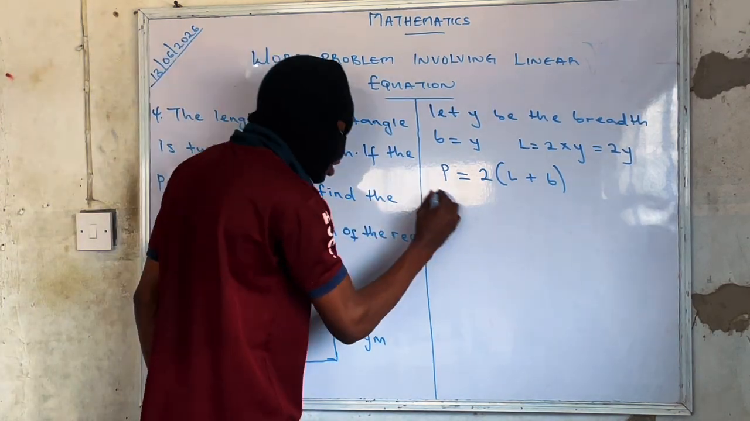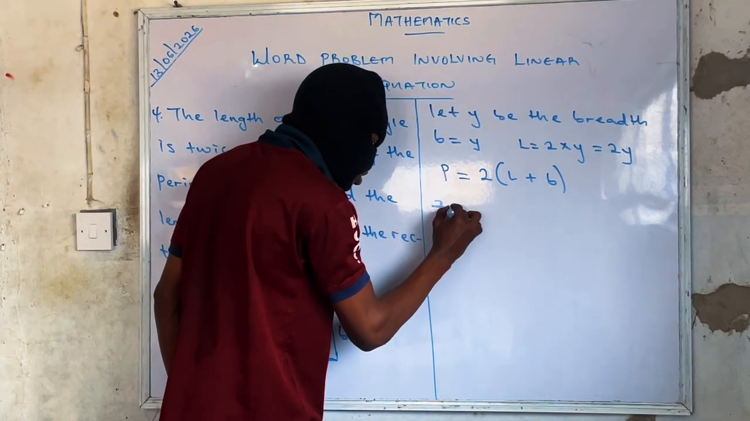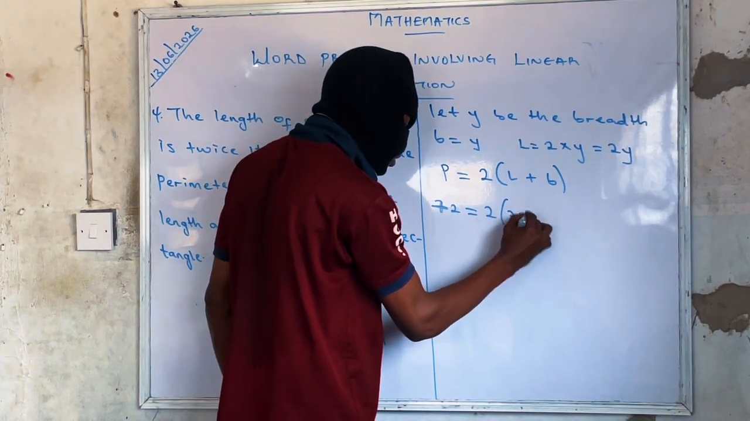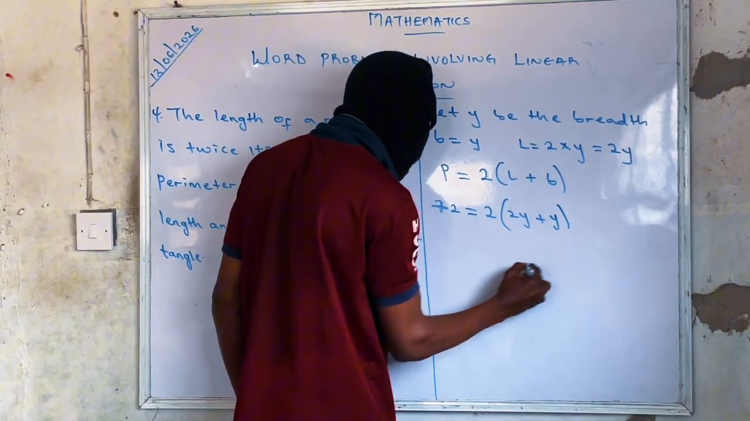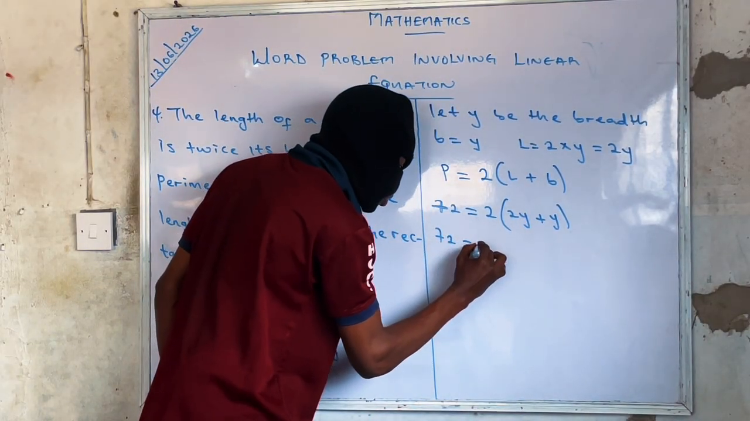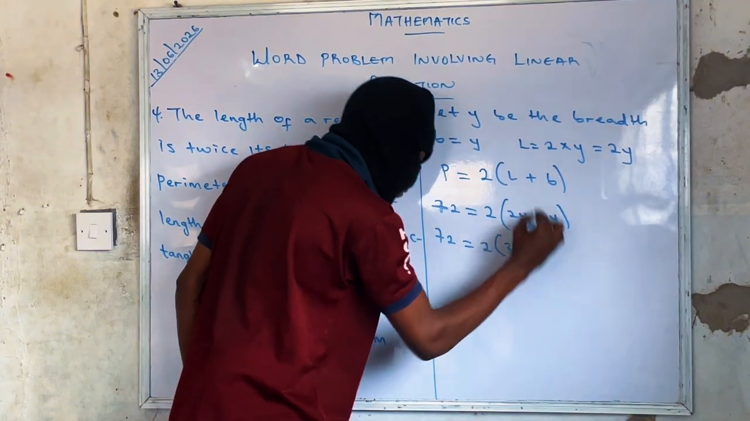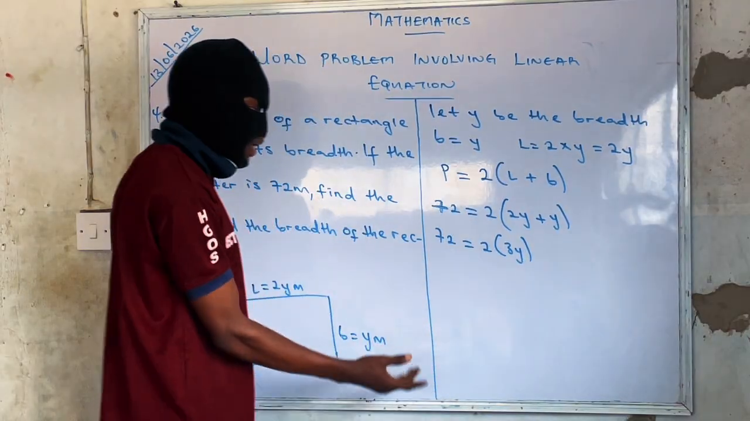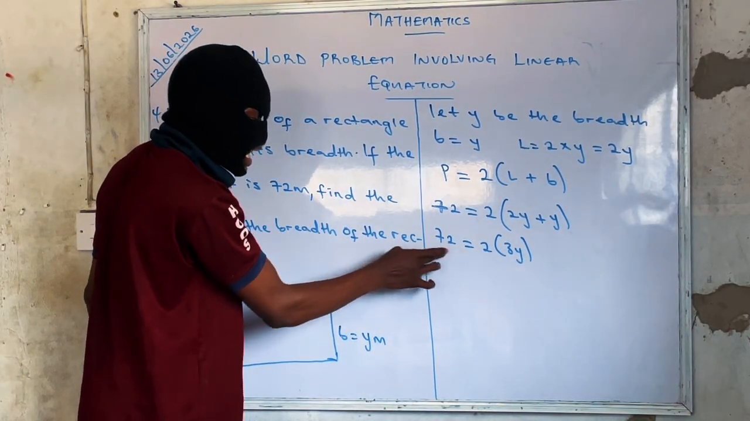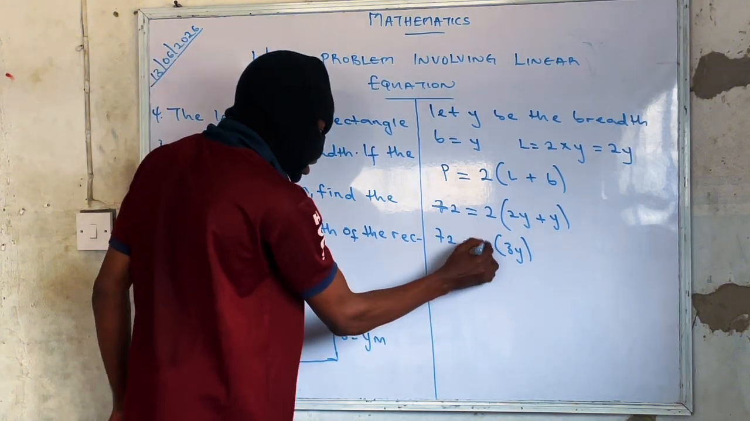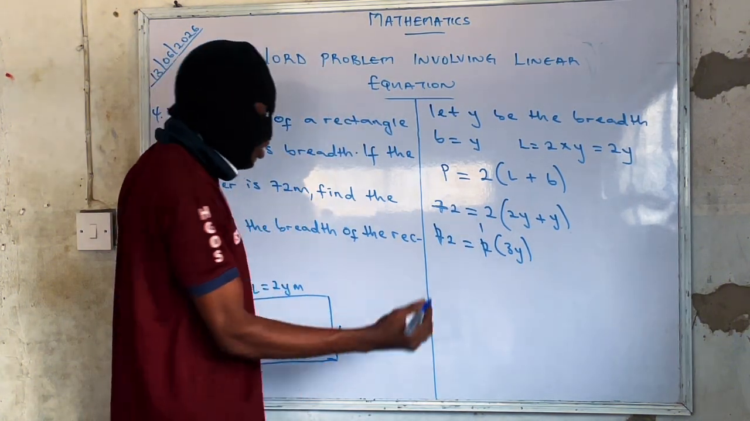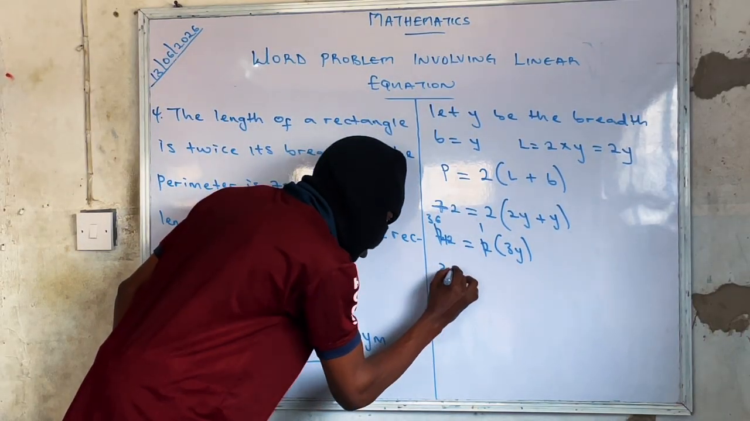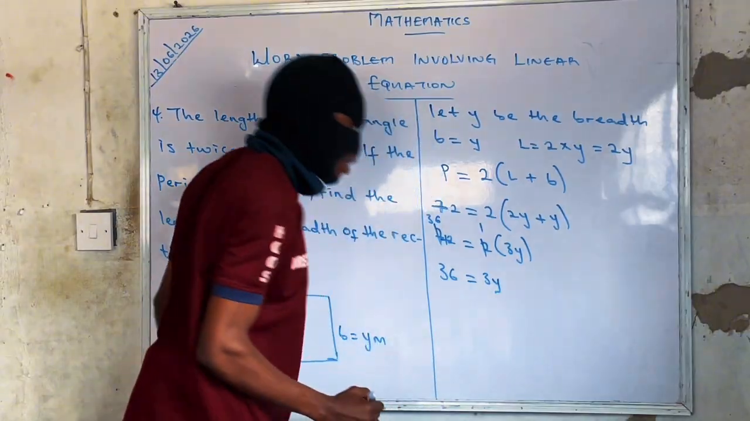So we have perimeter as 72. So now 72 equals 2 into bracket. Your length is 2y plus your breadth, which is y. Then you have 72 equals 2 into bracket 3y. You can use this 2 to divide 72. So 2 into 7 gives you 3, remainder 1. 2 into 12 gives you 6. Then you have 36 equals 3y.